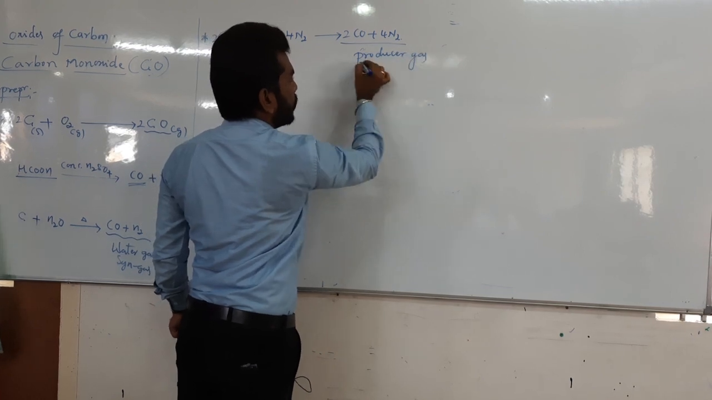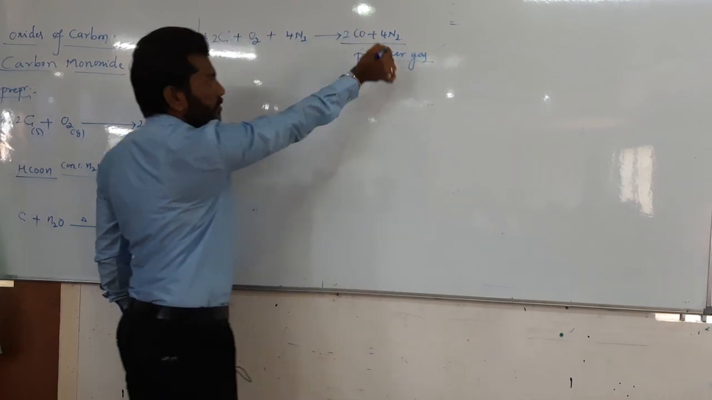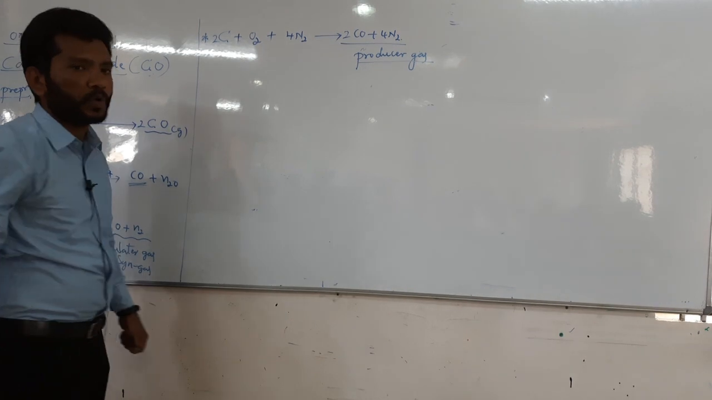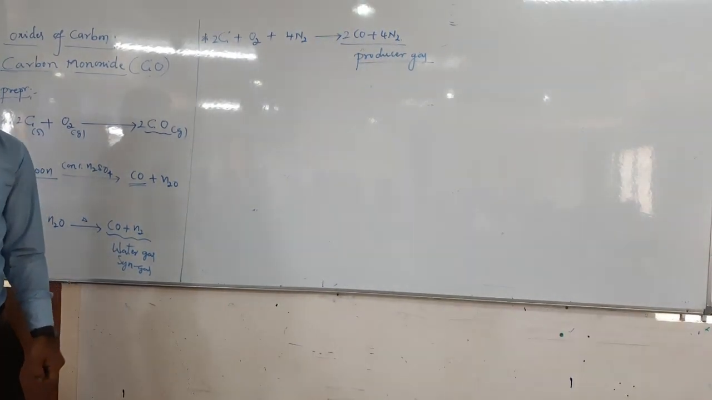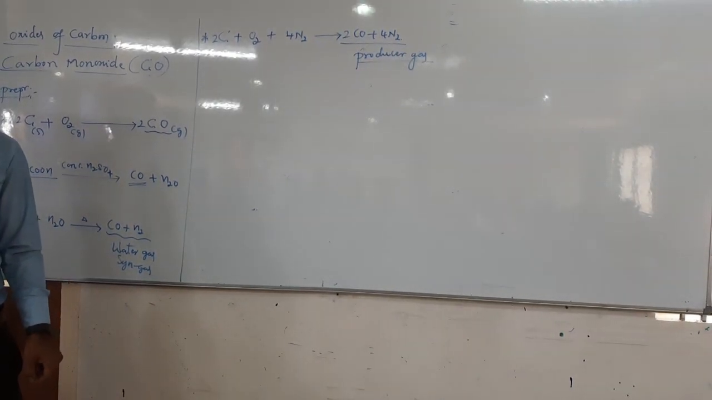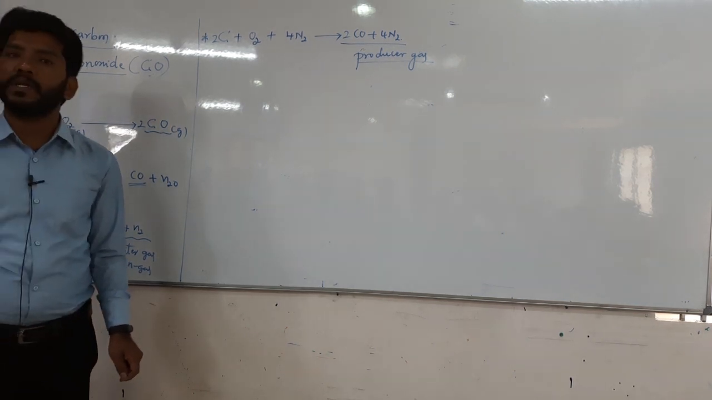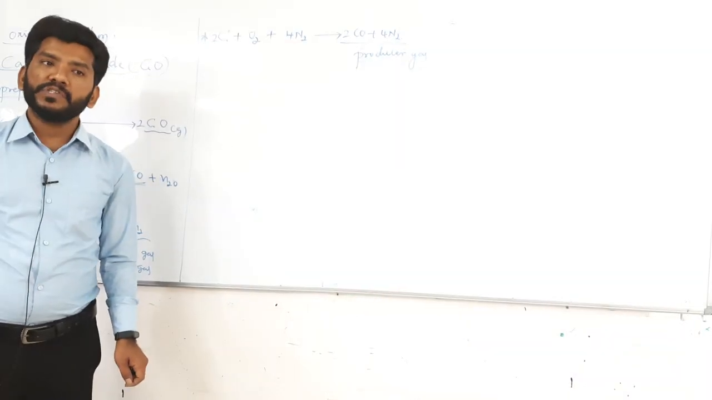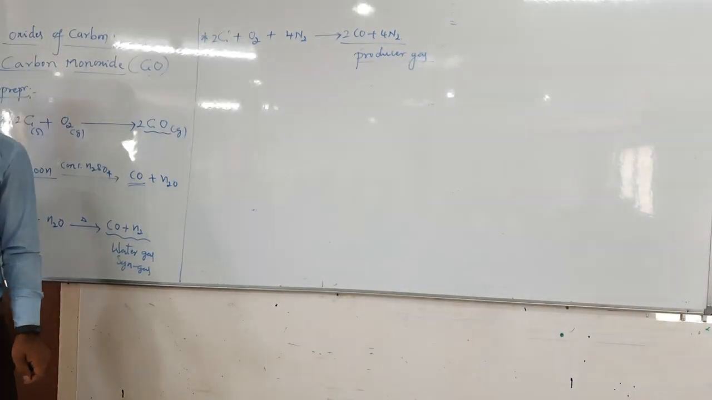Composition of producer gas here. Since that composition has carbon monoxide, by the way, that is also one of the most important things regarding carbon monoxide. So its preparations and its properties, if you can see.